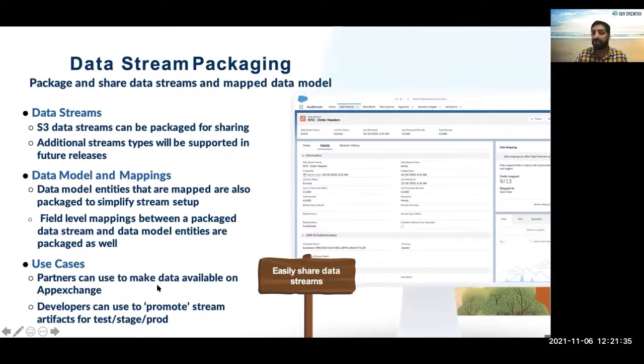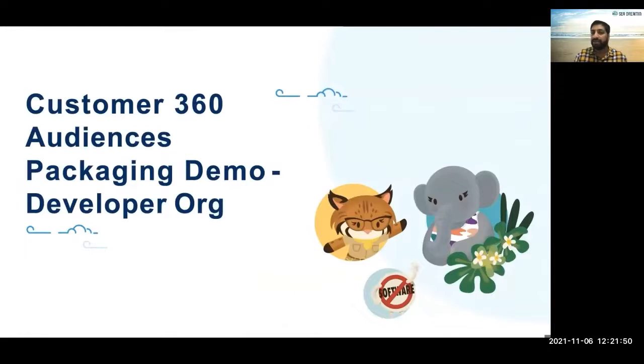Partners can use it to make data available on Exchange. Developers can reuse the promoted stream artifacts for test and stage products. That's what I'm saying: you can use this data stream packaging option to promote your code across different organizations, and you can easily share the data of different streams. So you see here the packaging demo, how it looks.